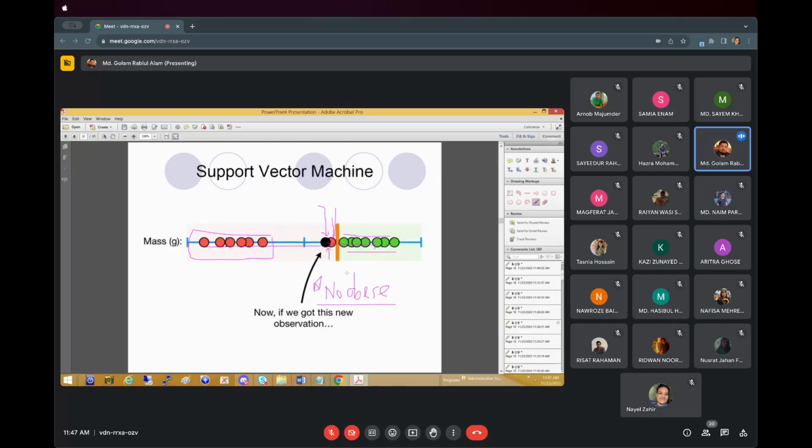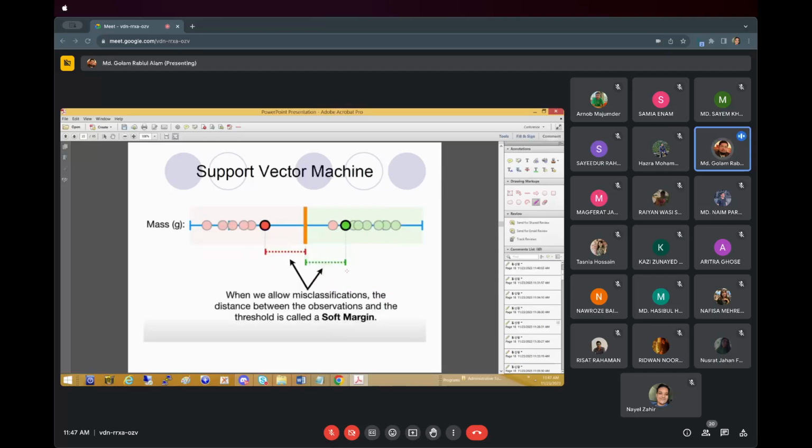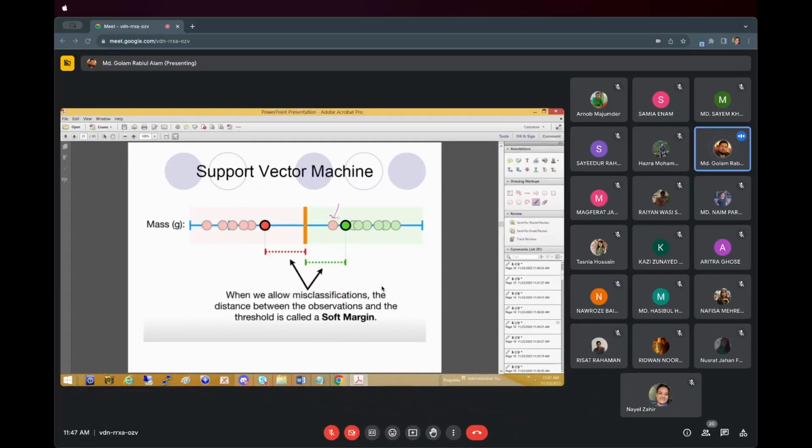So if we apply soft constraints, what will be the case? The soft constraints, in training time, will allow this misclassification, and the threshold will be placed at this position because it allows this misclassification. This is misclassified in training time, but in testing time we will get better results.